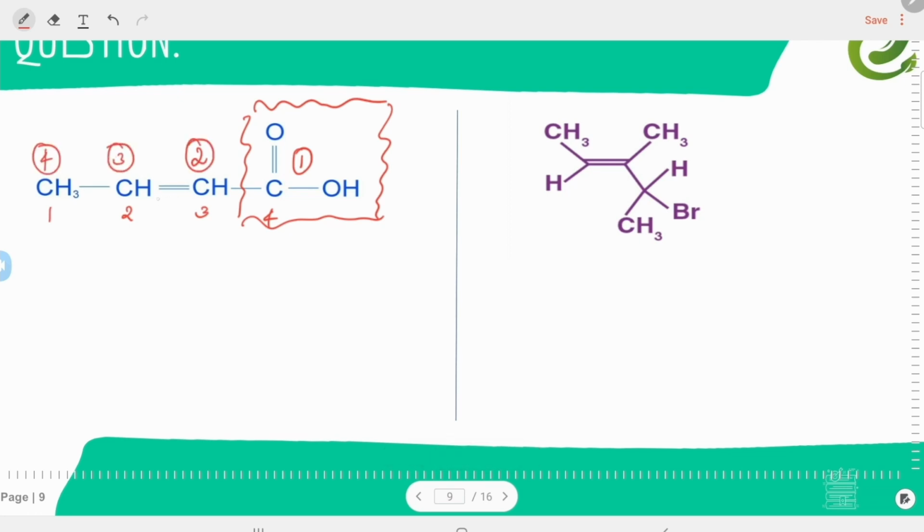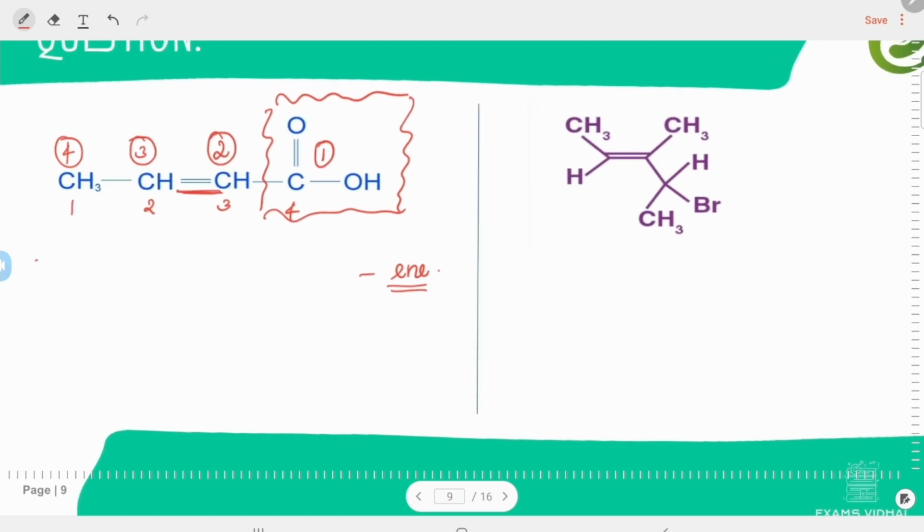And we see that the second position has a double bond. Therefore, the suffix should be ene. Is that fine? But the carboxylic acid has a higher priority than ene. Therefore, the carboxylic acid should be given the suffix part.